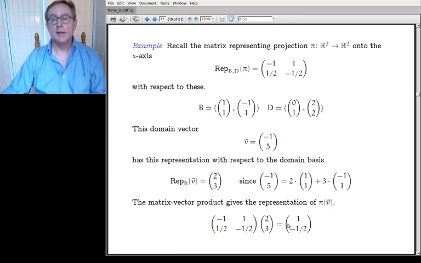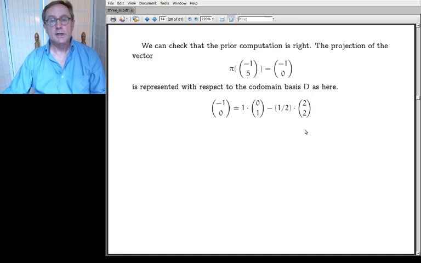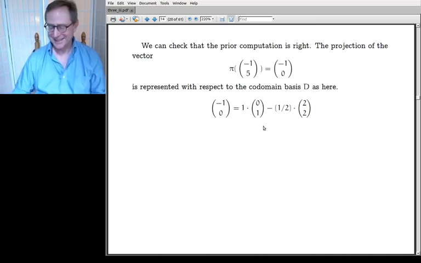And this is the representation with respect to the output basis, with respect to the codomain basis. This is the representation with respect to the codomain basis of the result of projecting minus 1, 5 down onto the x-axis. So, of course, I'm going to check. If you project minus 1, 5 down onto the x-axis, you should get minus 1, 0. So does minus 1, 0 work out to be what happens if you take the 1 and the minus 1? And it does. Of course it does. Of course, I would have changed the slide to make it right. Okay, so just like the check-in.